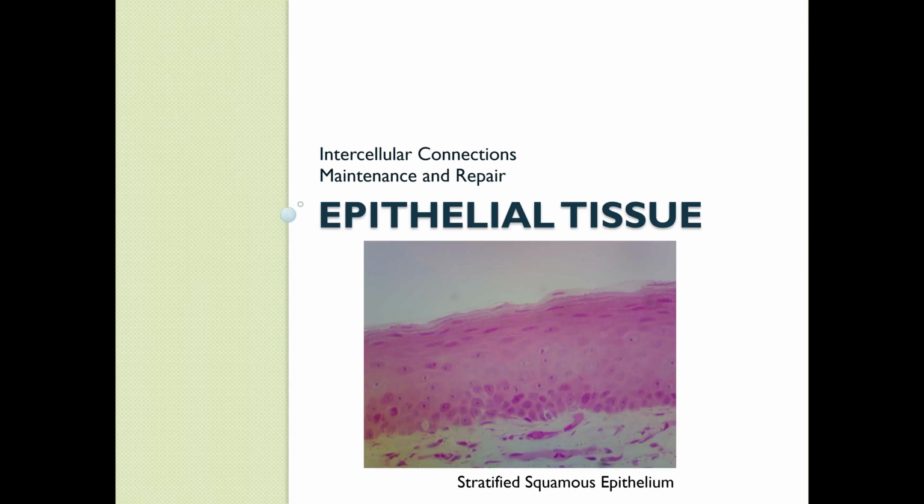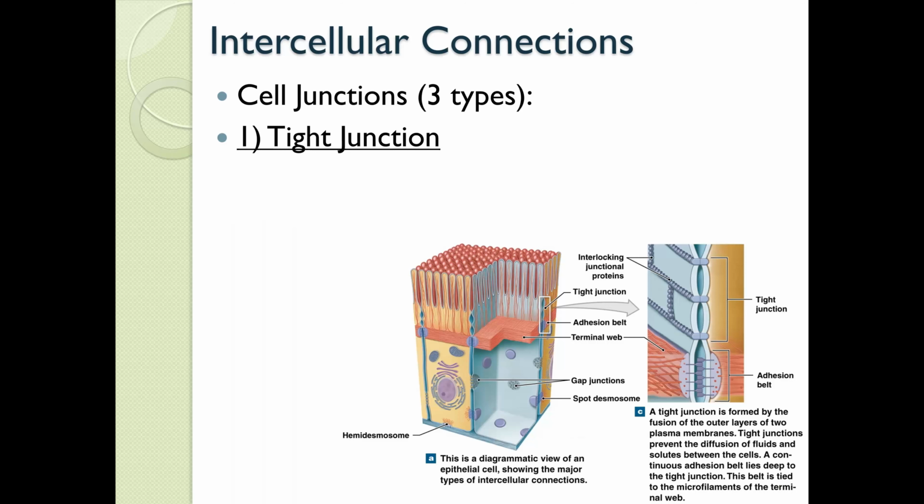In this section, we are going to cover the intercellular connections that hold epithelial cells together, and we'll also talk about maintenance and repair of epithelial tissue. The picture on this slide is an example of stratified squamous epithelium. Intercellular connections are also called cell junctions, and they hold one cell tightly to another cell. Again, this goes back to the idea of epithelial tissues having the characteristic of cellularity.